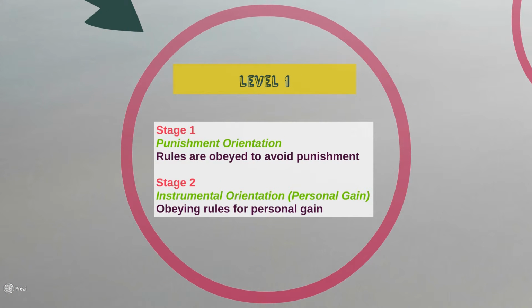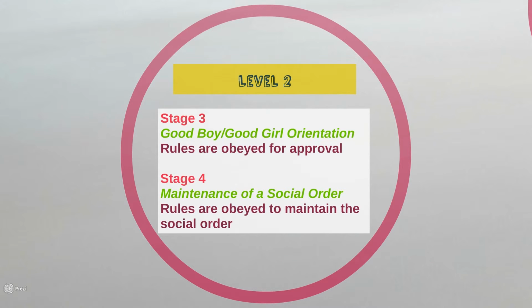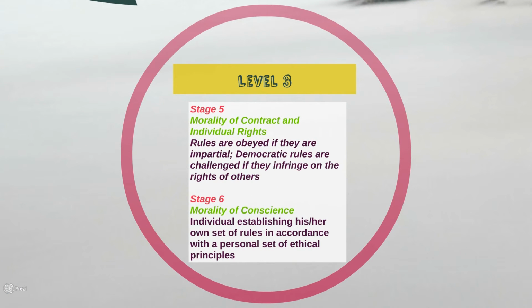Level 1, pre-conventional morality, involves stages 1 and 2. Stage 1, punishment orientation. This is where rules are obeyed to avoid punishment. Stage 2, instrumental orientation or personal gain. This involves obeying rules for personal gain. Level 2, conventional morality, involves stages 3 and 4. Stage 3, good boy/good girl orientation. In this stage, rules are obeyed for approval. Stage 4, maintenance of the social order. Here, rules are maintained to obey the social order.